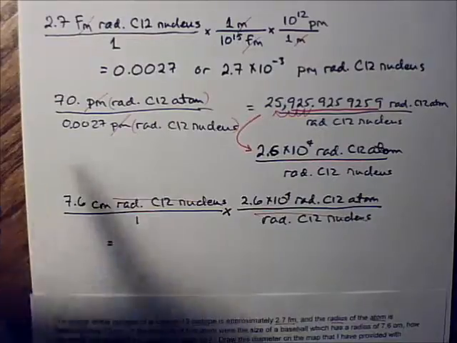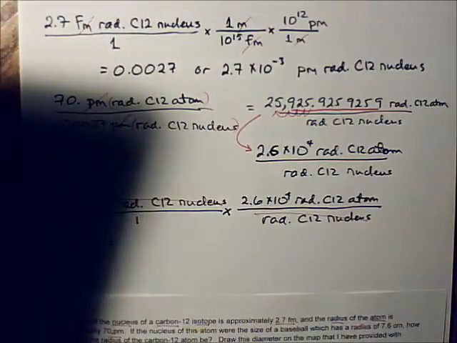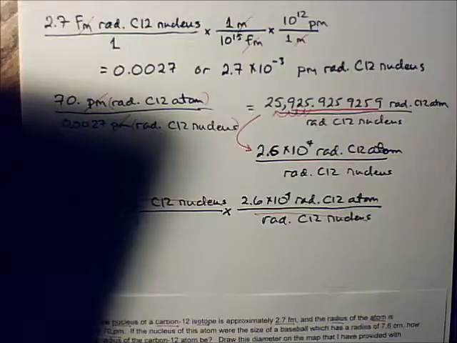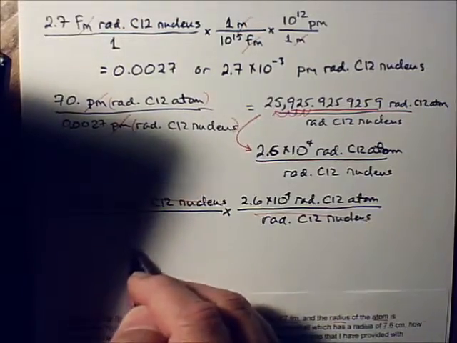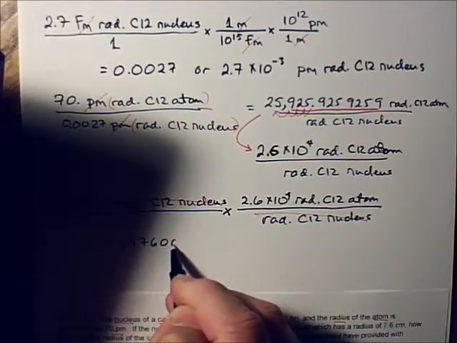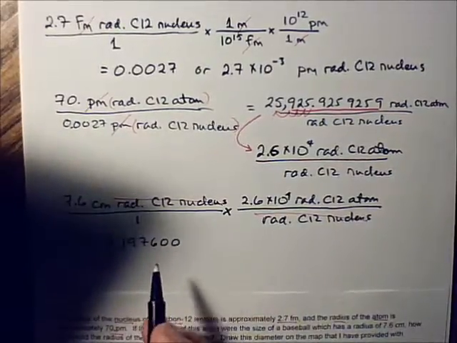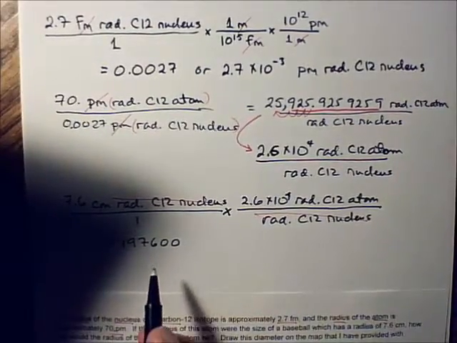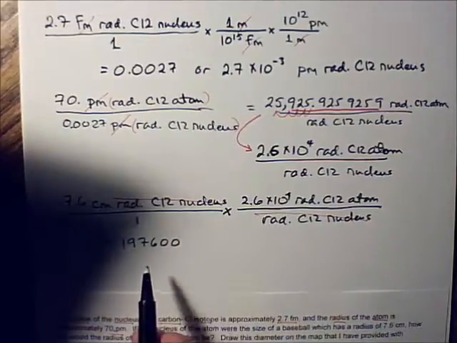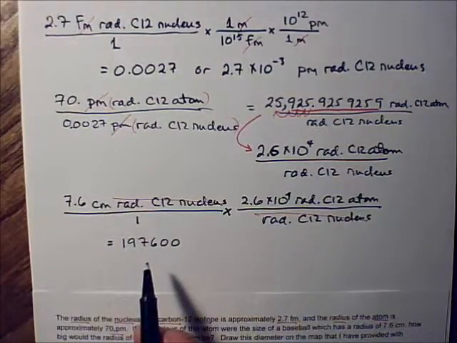All right. So 7.6 times 2.6 times 10 to the 4th power, correct? I got 197,600. Now, if you're not doing this on your calculator, you're not helping yourself very much, because if your calculator doesn't work exactly like mine, you need to learn to speak its language. You need to learn to talk like your calculator. Okay?